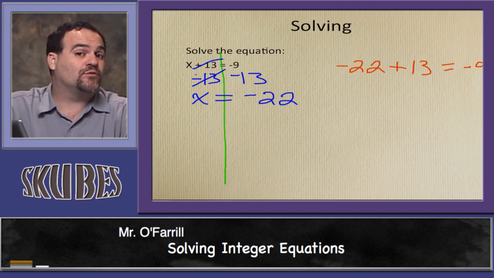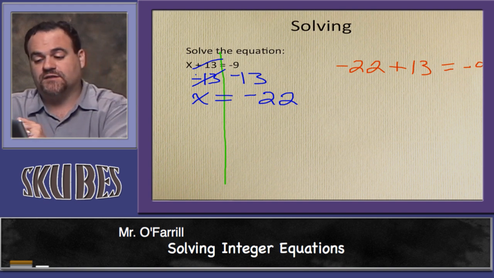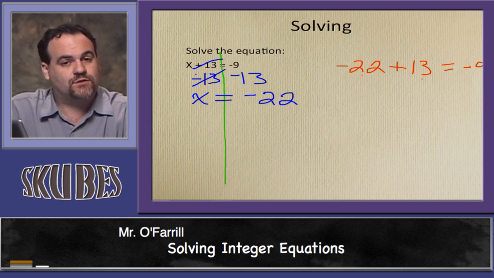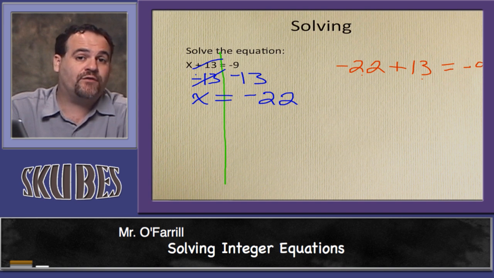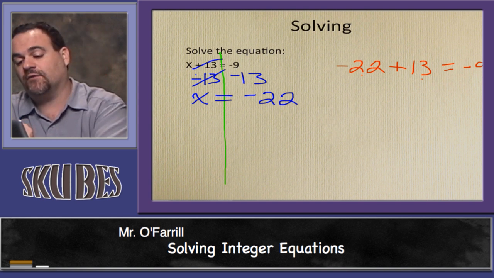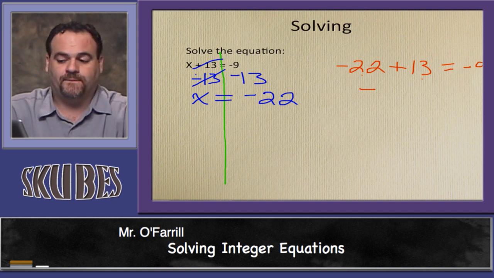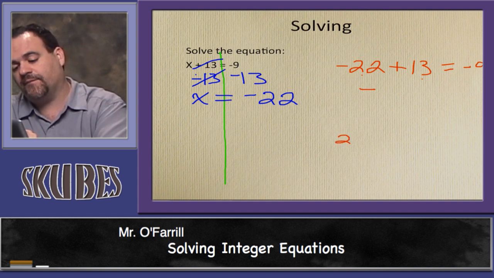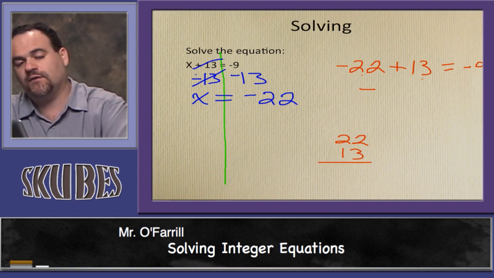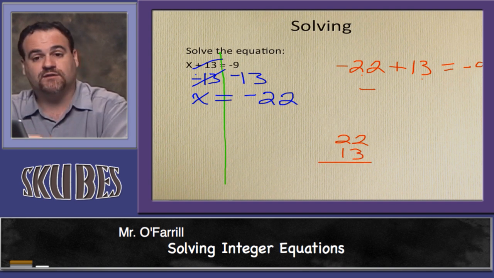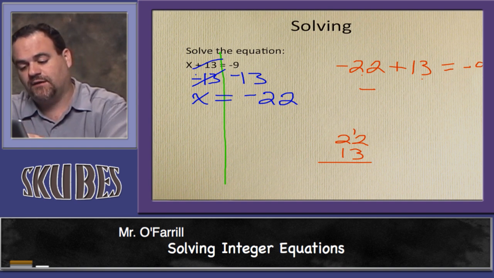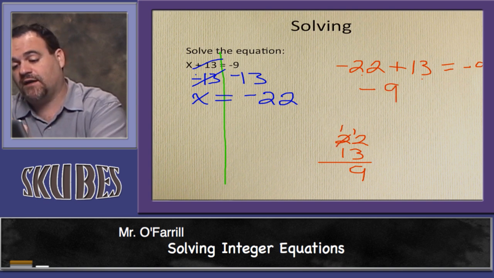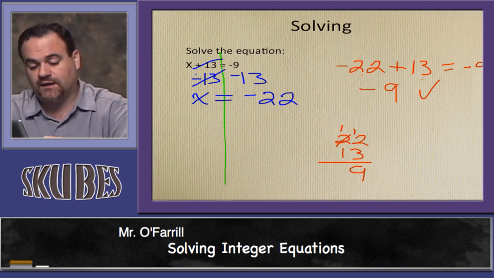Well, let's review our rules of adding and subtracting integers. The signs are different, so we're actually going to subtract them. The 22 has a larger magnitude than the 13, so we know that the final answer is going to be negative. And if I do it vertically, 22 minus 13, remember the rules of subtraction. 2 is smaller than 3, so we'll bring a 1 over, make it 12. 12 minus 3 is 9. This became a 1. Well, the answer is negative 9. That checks out, so we know we got the answer right.